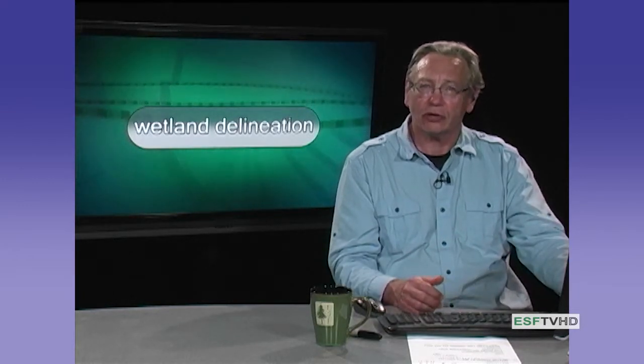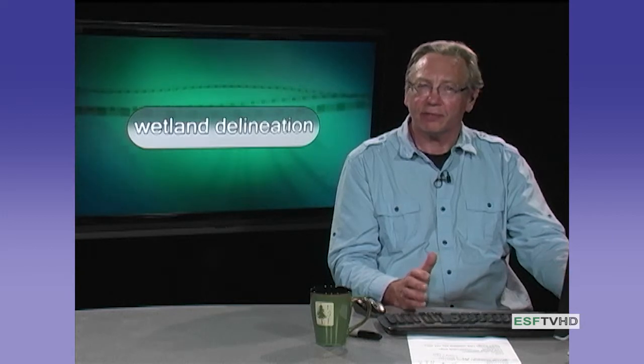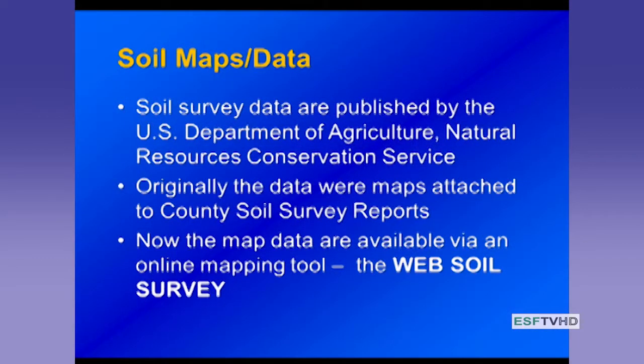And at the back of those reports were a set of maps that showed the location of different types of soils based on the actual survey in the field by soil scientists. Again, it's a combination of photo interpretation and on-the-ground survey work. But now all their map data are available online through this mapping tool called the Web Soil Survey.